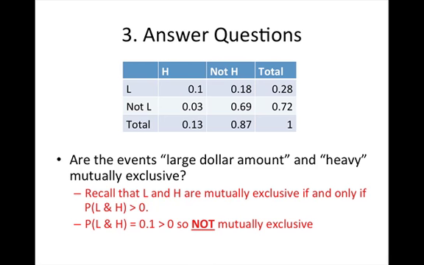Are the events large dollar amount and heavy mutually exclusive? The way you work this problem is to remember the definition of mutually exclusive. The events are mutually exclusive if the probability of both occurring equals 0. In this case, the probability of large and heavy occurring at the same time is 0.1, so they're not mutually exclusive. What that means is one does not preclude the other from happening. They can both occur at the same time. So just go back to the definition of mutually exclusive and you're pretty much done.